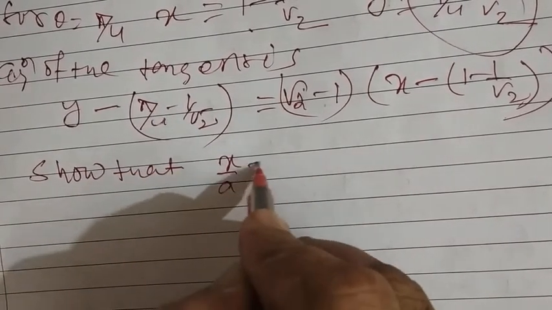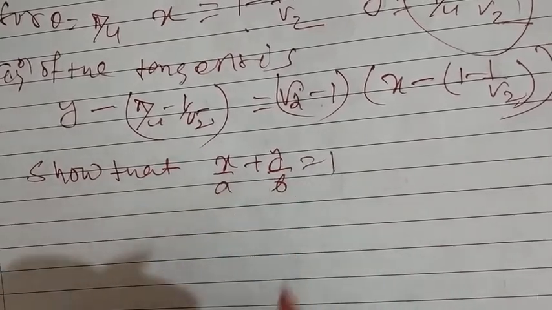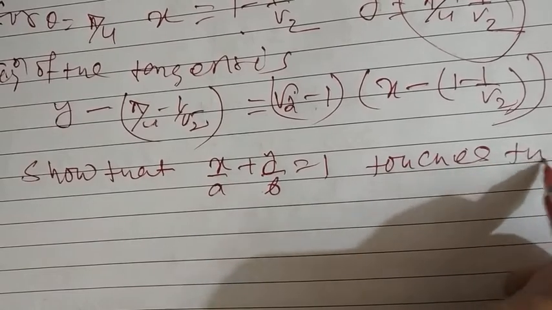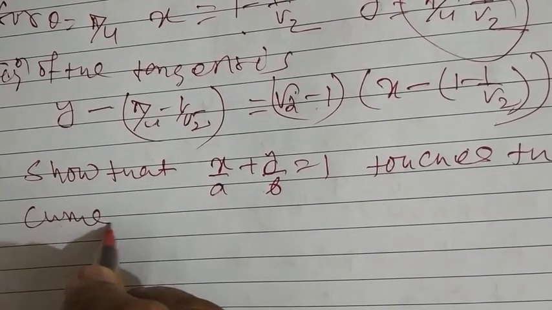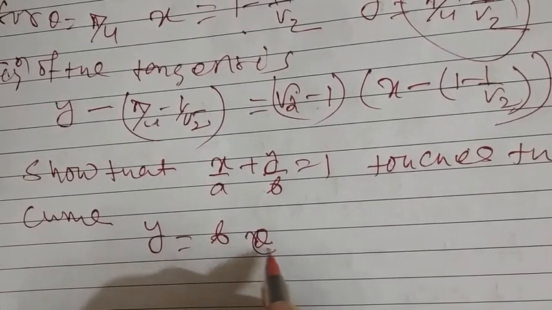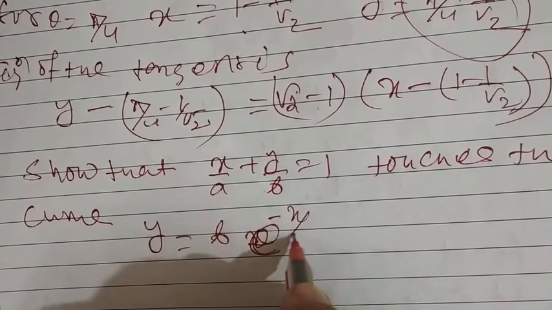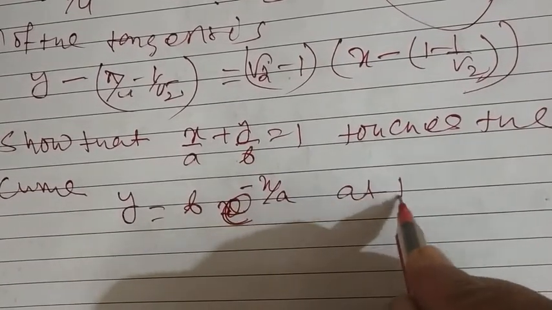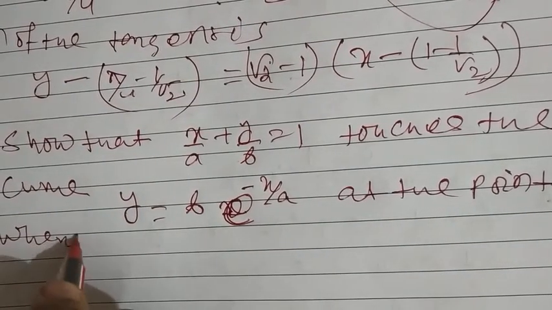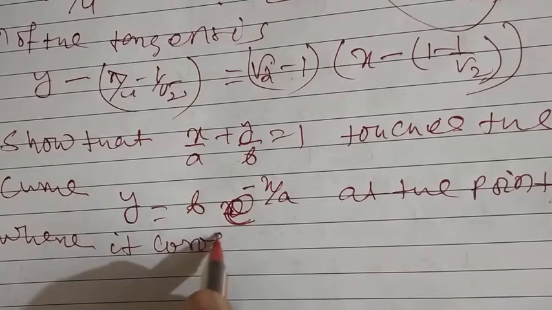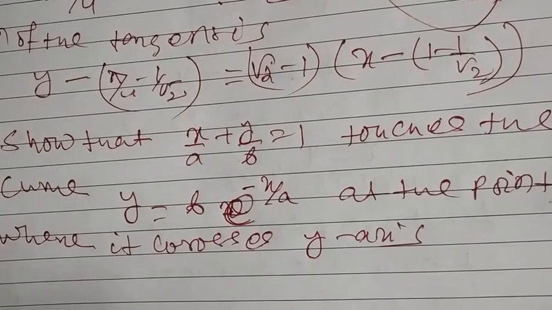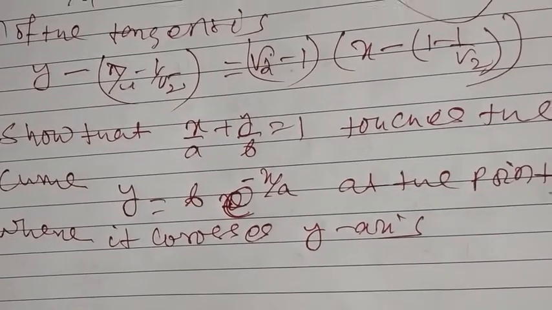So that x by a plus y by b equal to 1 touches the curve y equal to b e to the power minus x by a at the point where it crosses the y-axis. What crosses? Curve crosses y-axis.